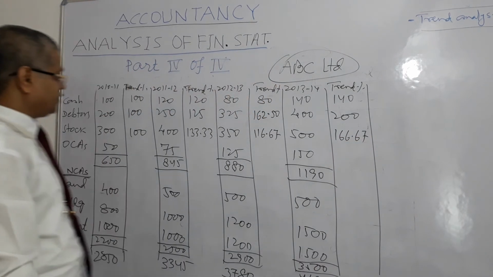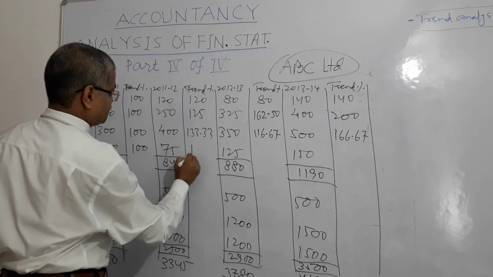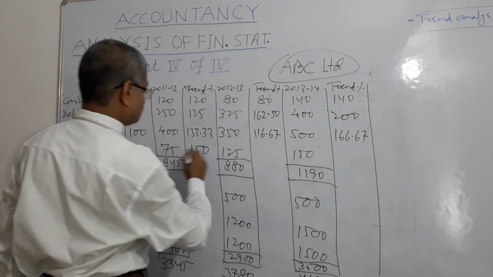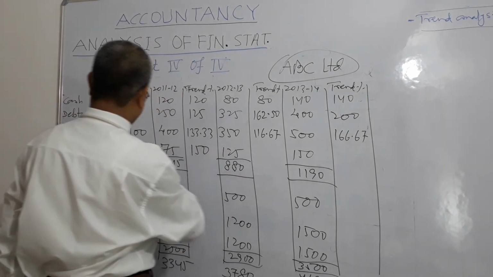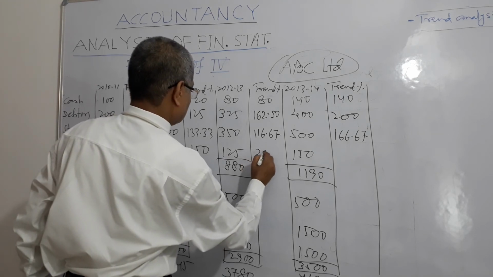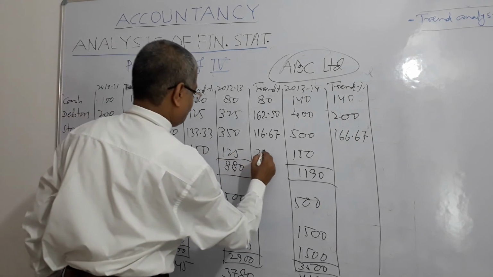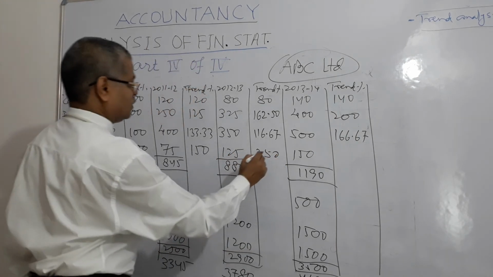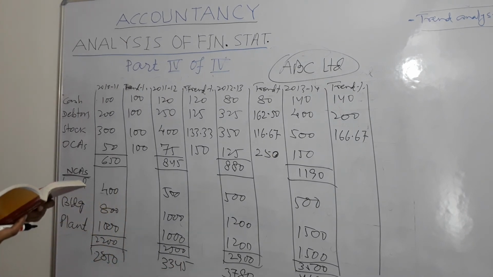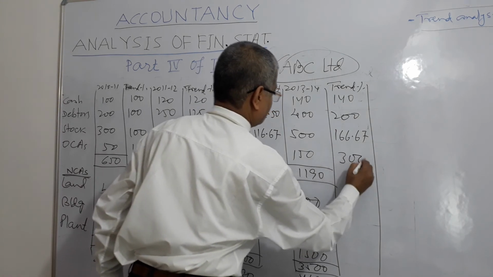166.67. Right? 50 is equal to 100, 50 becomes 75, 150. 50 becomes 100, means 200. 50 becomes 125 means 250. 50 becomes 150, that is 300.